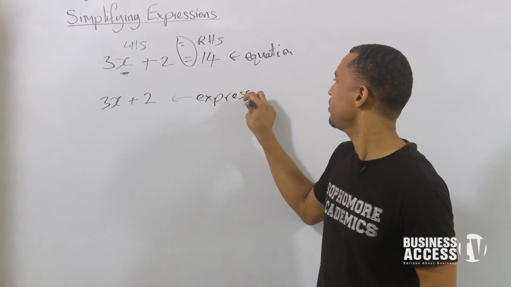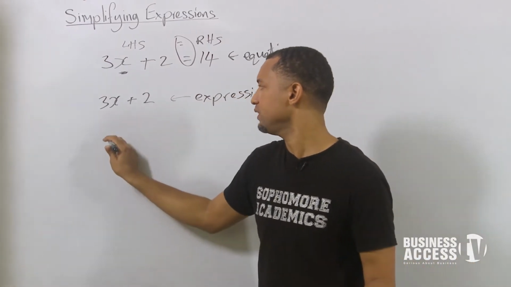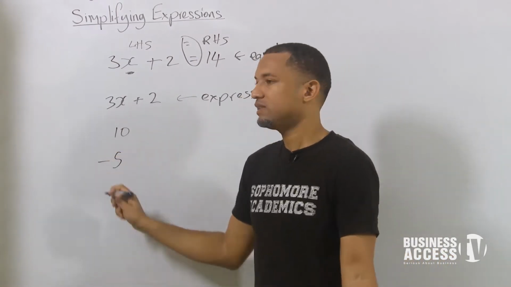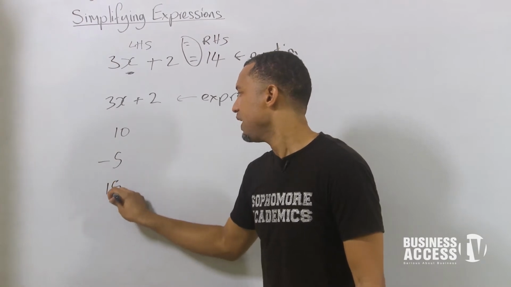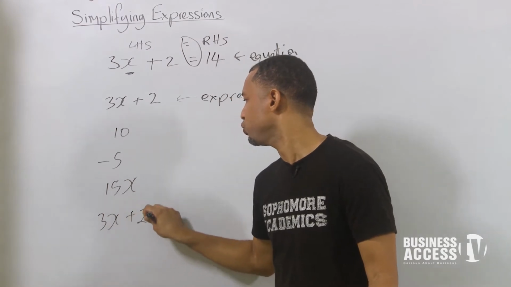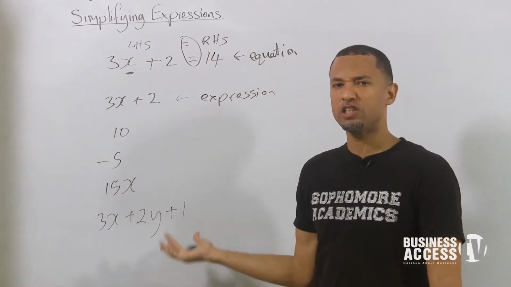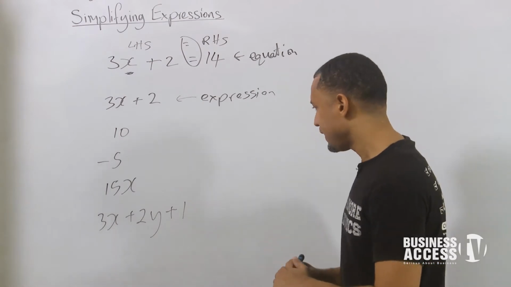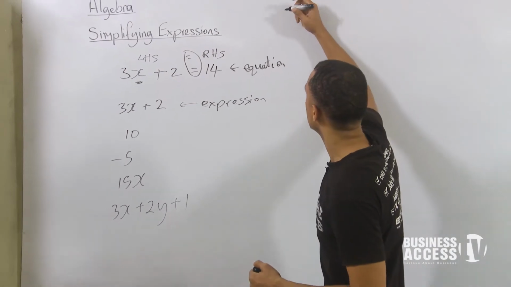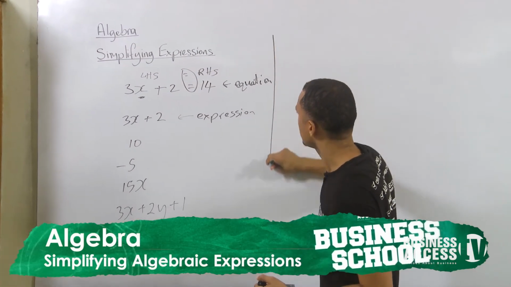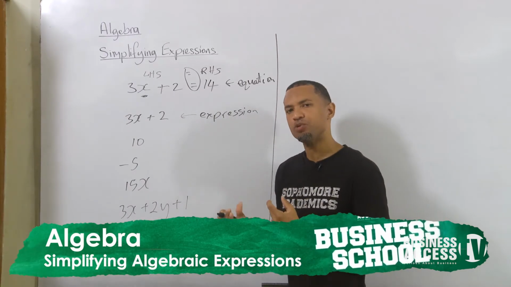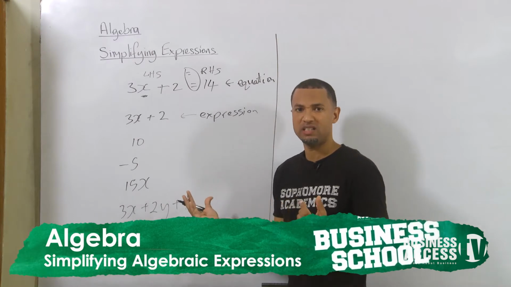As a matter of fact, just writing the number 10 by itself, just like that, that's an expression. Just writing -5 by itself, that's an expression. Just writing 15x, that's an expression. Or 3x plus 2y plus 1, that's an expression. So guys, these are examples of expressions. All right, and what we'll be doing today is we'll be simplifying some expressions, and more so some algebraic expressions. Algebraic expressions are the expressions that have letters in there.